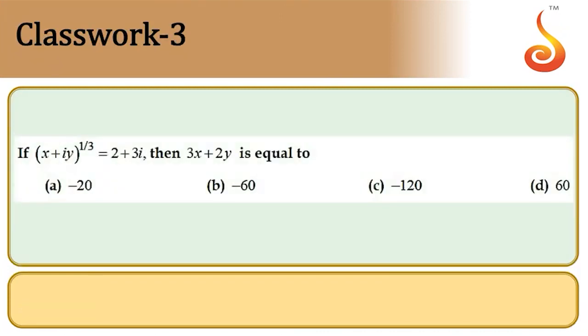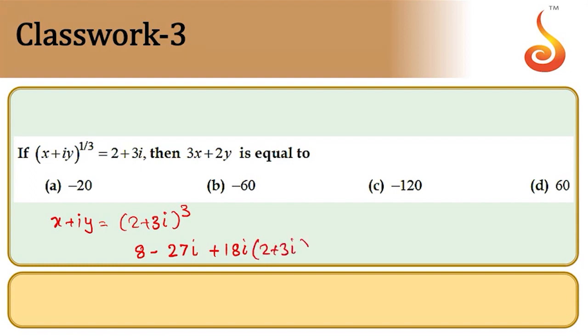Example 3. x plus iy to the power 1 by 3 is 2 plus 3i. Cube both sides, you get x plus iy is equal to 2 plus 3i whole cube. If we expand 2 plus 3i whole cube, we get 8 minus 27i, minus 27i, next you get plus 18i into 2 plus 3i. So finally you get minus 46 plus 9i. So this is equal to x plus iy.